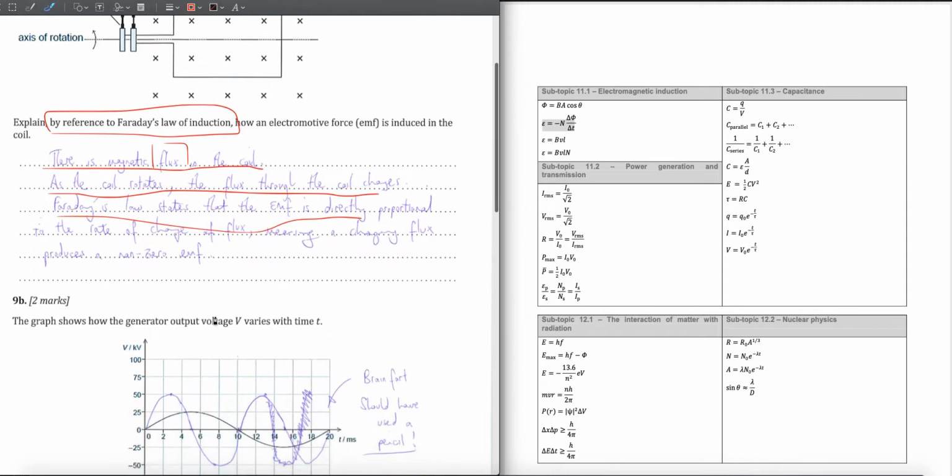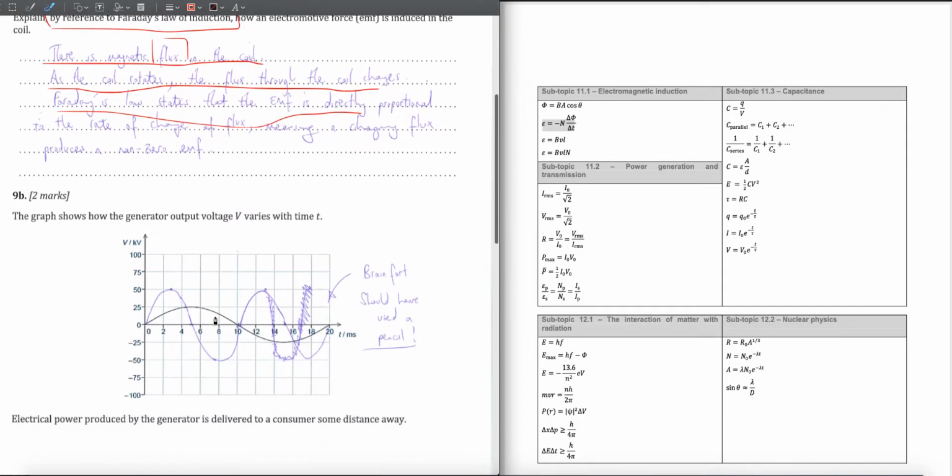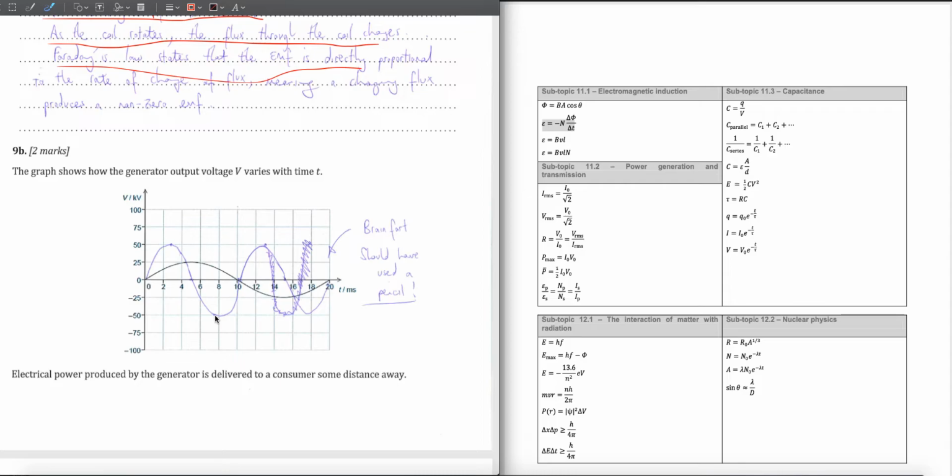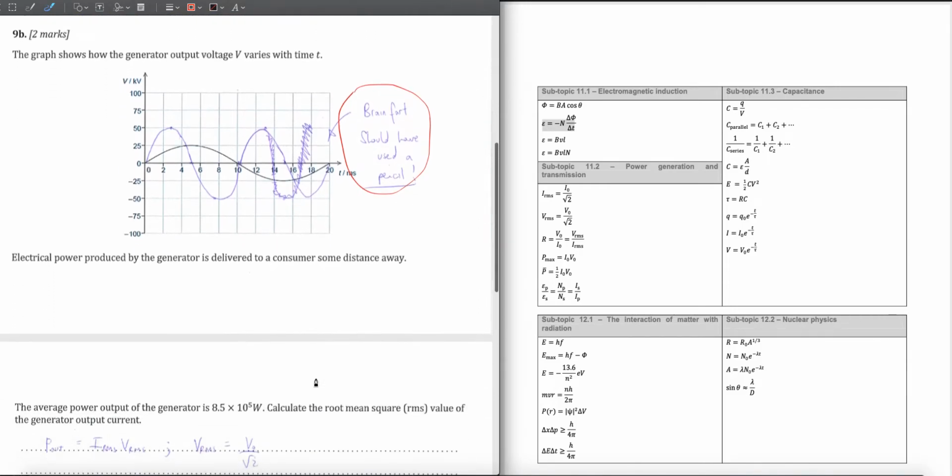We're then asked to look firstly at a sinusoidal graph of output. My apologies for future reference, I did do this in pen and then realized I'd made a mistake. This is, I suppose, a lesson in using a pencil. We're going to come back to looking at this in a later question.